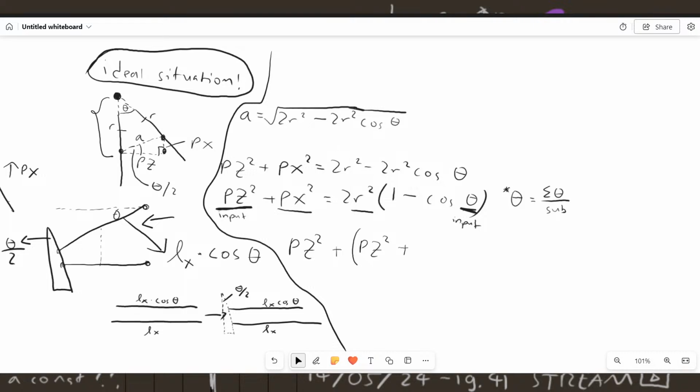Wait, hold on. I'm thinking. So pz squared, right? And then another one of this, 2r squared minus 2r squared cosine theta, minus. Oh, it gets more complicated. Oh shit. Wait, hold on. Bathroom break.